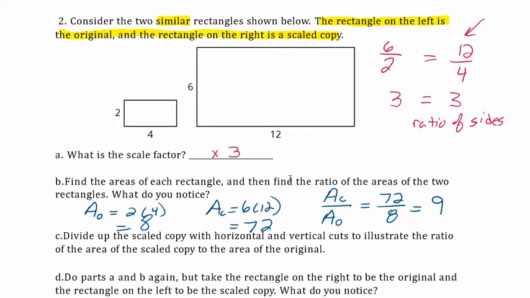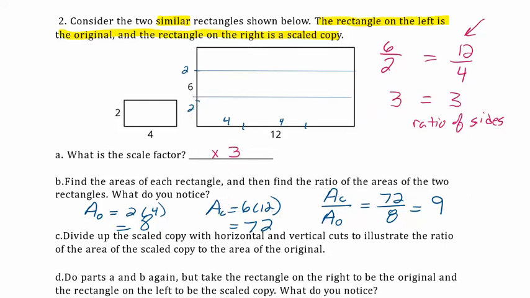So that's kind of interesting that the sides are 3 times as big, but the area is 9 times as big. So down here it says divide up the scaled copy with horizontal and vertical cuts to illustrate the ratio of the area. So let's do it that way with some scaled cuts. So we could take this length of 12 and split it into 3 fours. All right, and we could take this 6 and split that into 3 twos. And then slice it. Maybe I'll put in some straight lines. All right, so slice it this way at 2. And then we could put another slice in there.